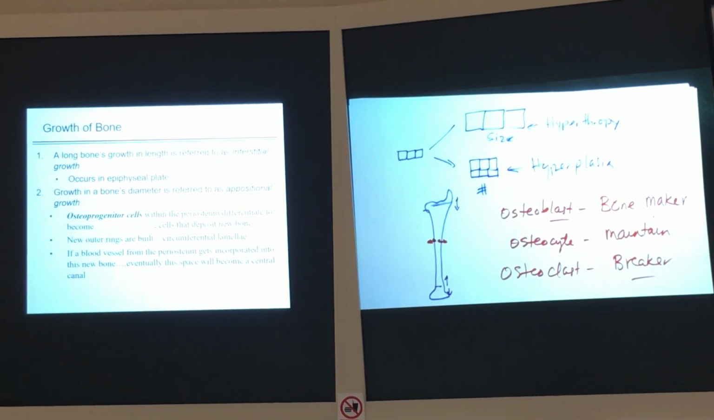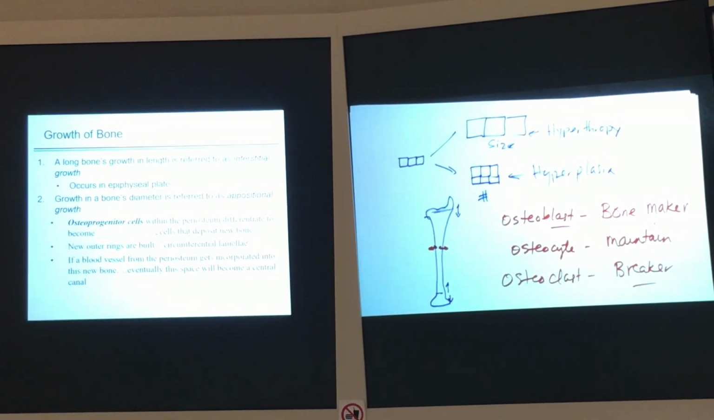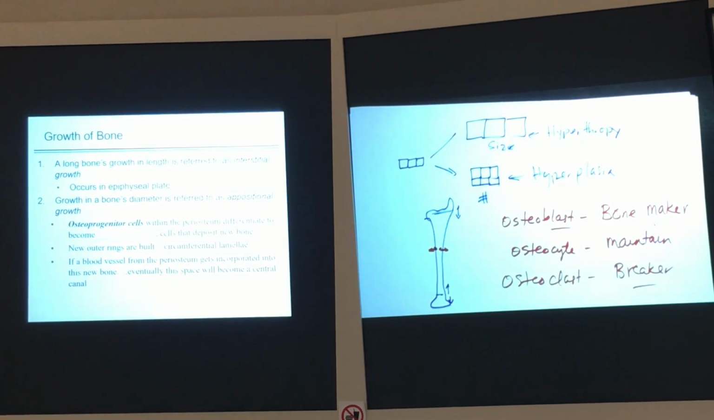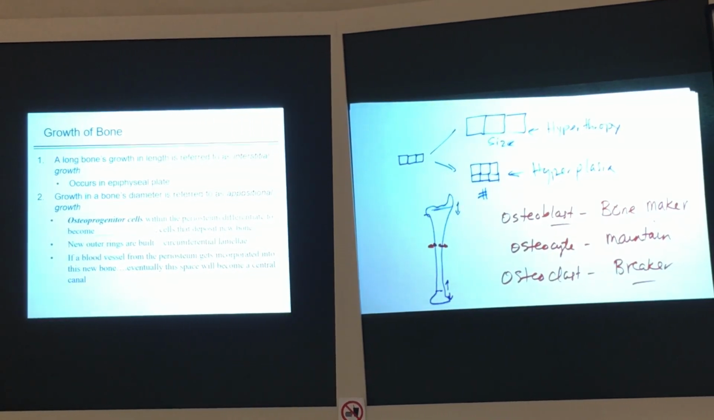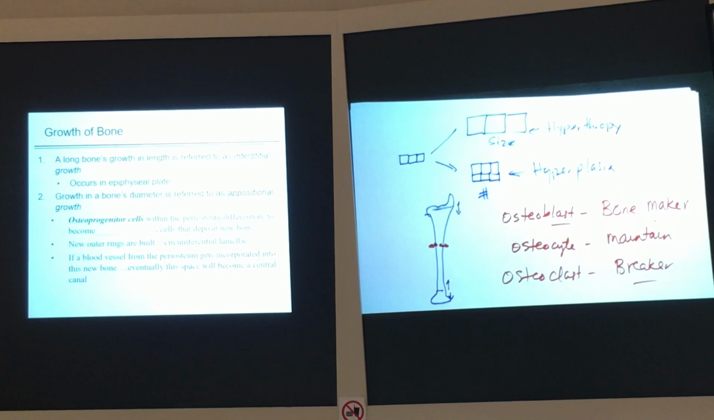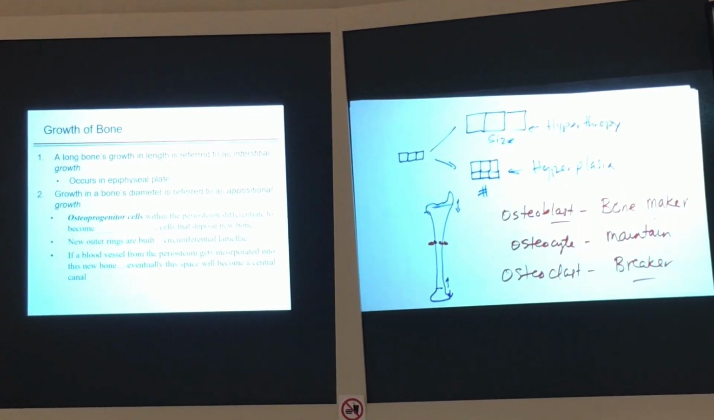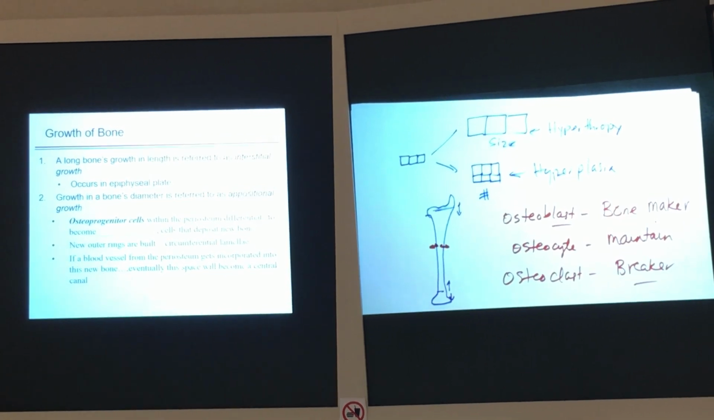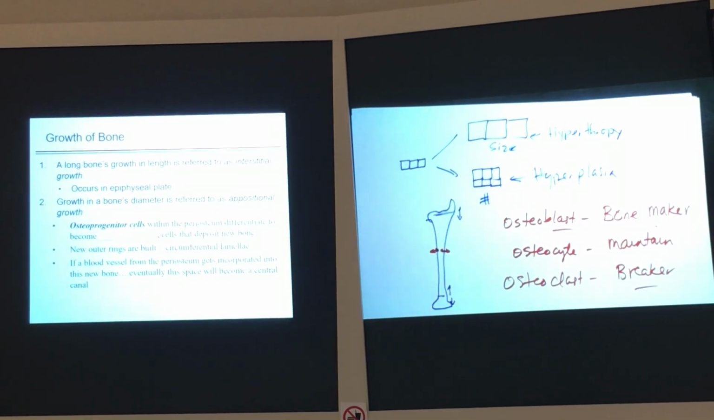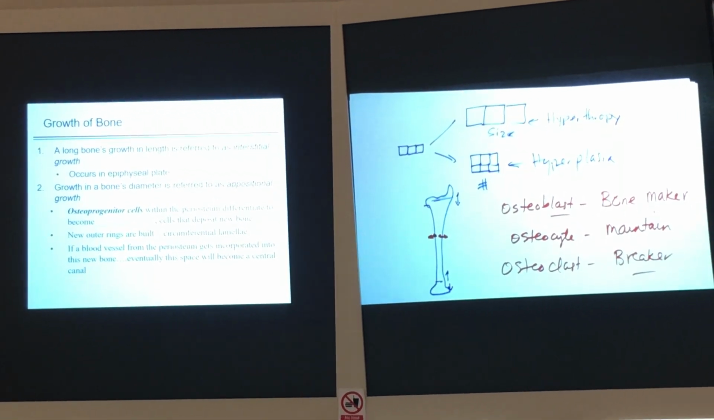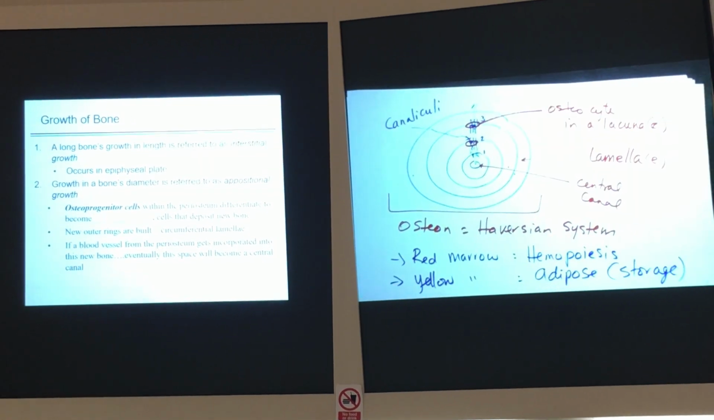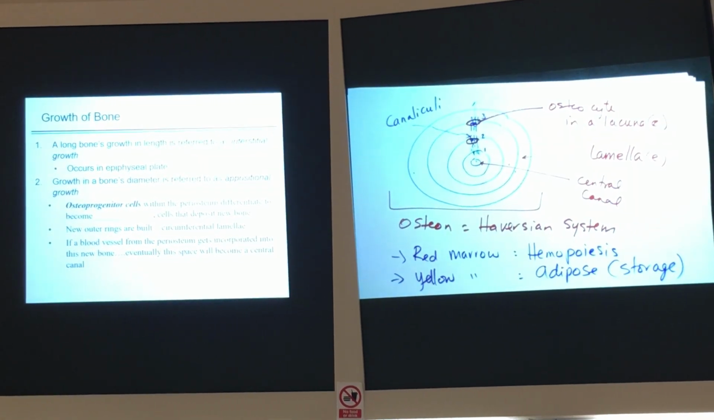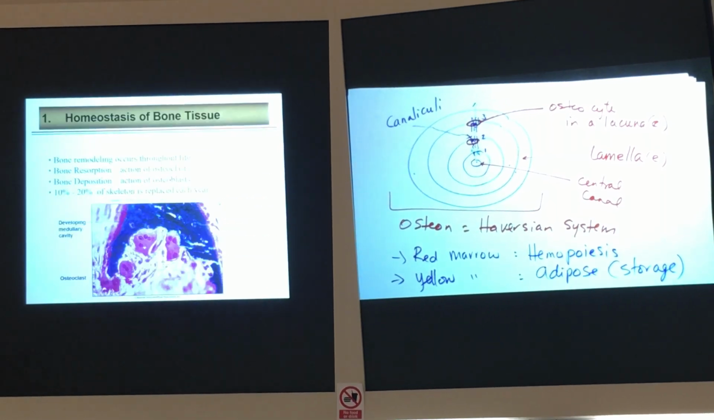Then a new outer ring starts to build. So you'll see circumferential lamellae. If blood vessels from the periosteum get incorporated into the new space, it will be the central canal, which we try to forget. This way, central canal, so the blood vessel will come and become the central canal.